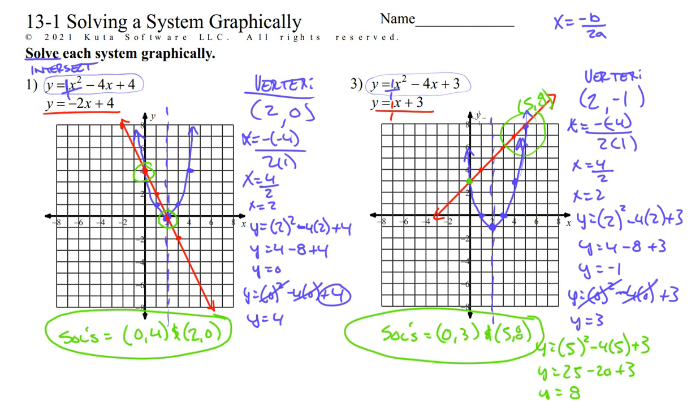You can kind of tell here why solving by using hand-drawn graphs is not the best idea, because it's hard to know exactly where these points are. It can be done, but there's a better way, and that's 13.2.